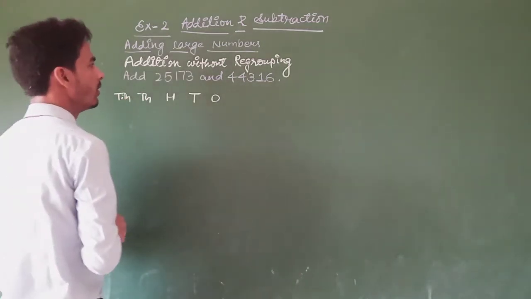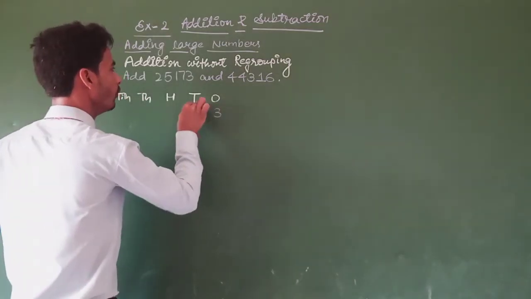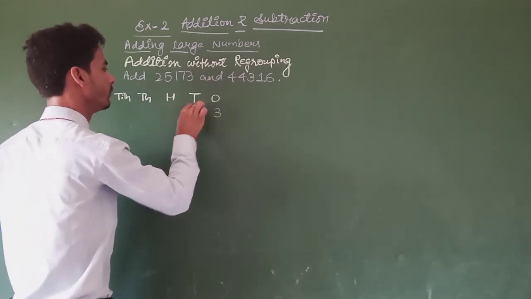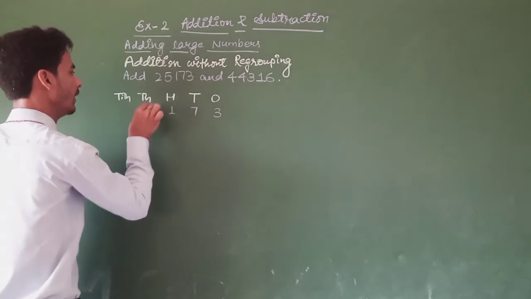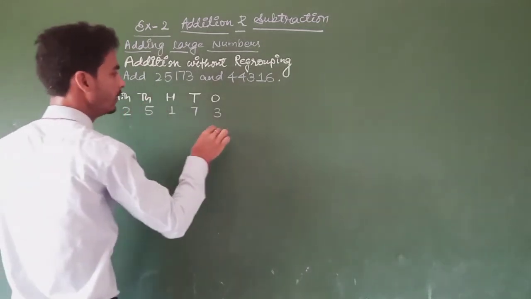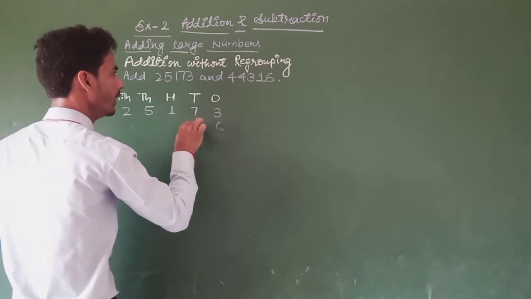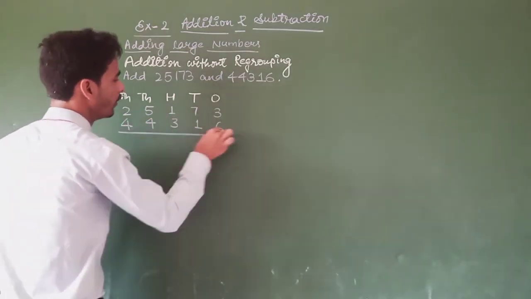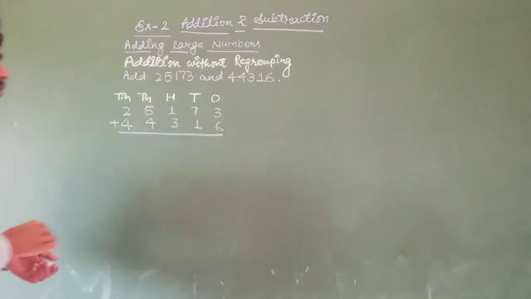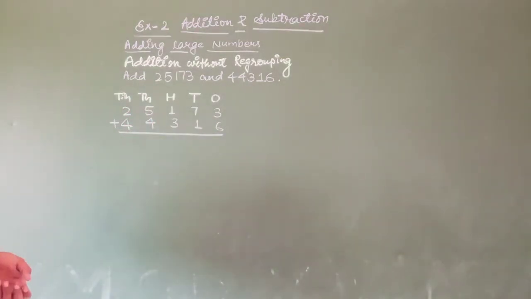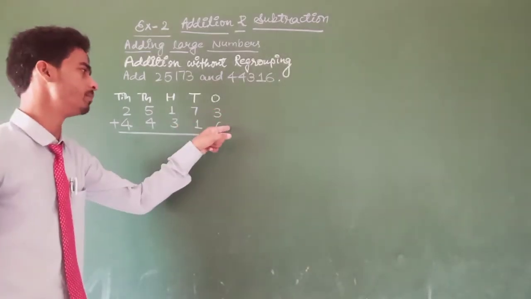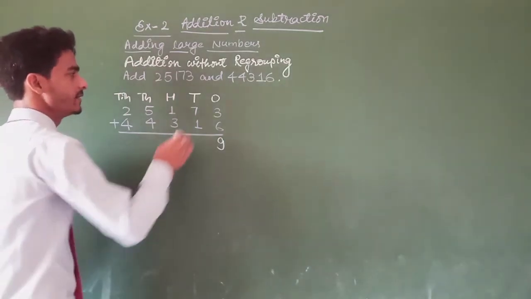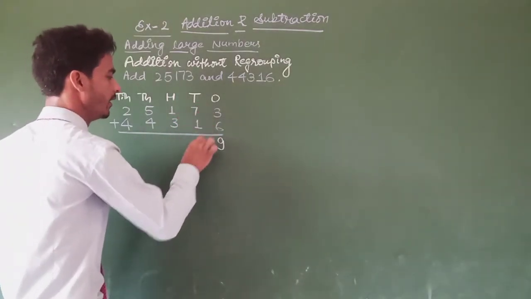Okay, and now arrange the numbers: 25,173 and 44,360. In step 1 first add the ones. So 3 ones plus 0 ones, 3 ones. And in step 2 add the tens, 7 tens plus 6 tens.